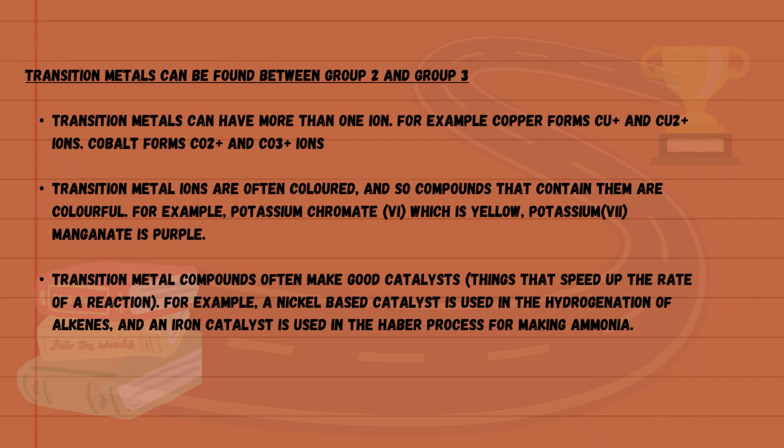Transition metal compounds often make good catalysts, things that speed up the rate of a reaction. For example, a nickel-based catalyst is used in the hydrogenation of alkenes, and an iron catalyst is used in the Haber process for making ammonia.